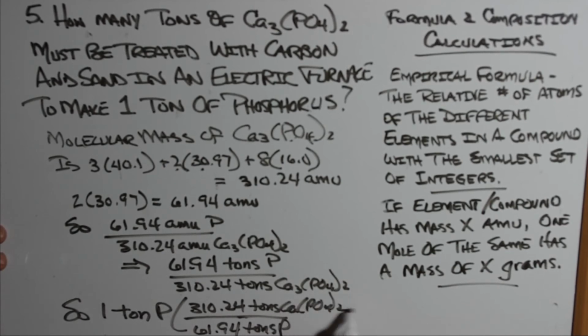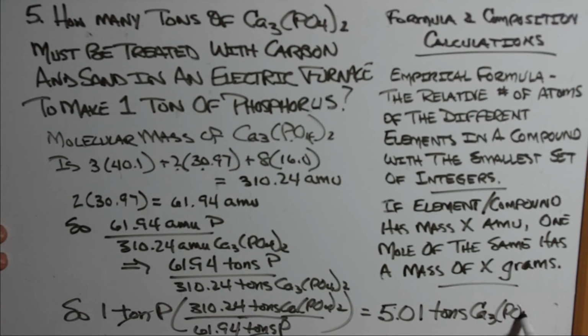And when we do the math, pretty simple, just dividing 310.24 by 61.94, we come up with an answer of 5.01 tons of calcium phosphate. And the problem is solved.